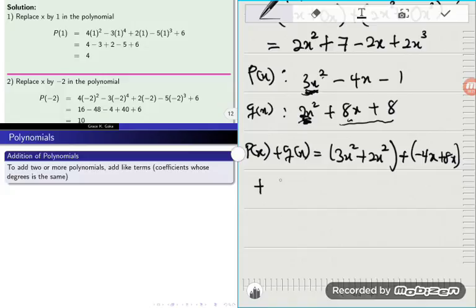Then we move on to the last component, which is minus 1. The degree of minus 1 is 0, and so we can only add it to the only term here whose degree is 0, which is 8.